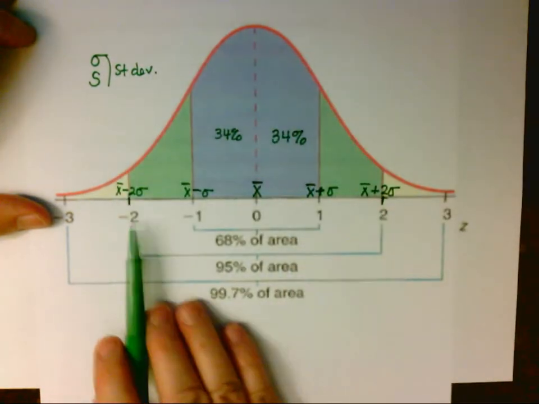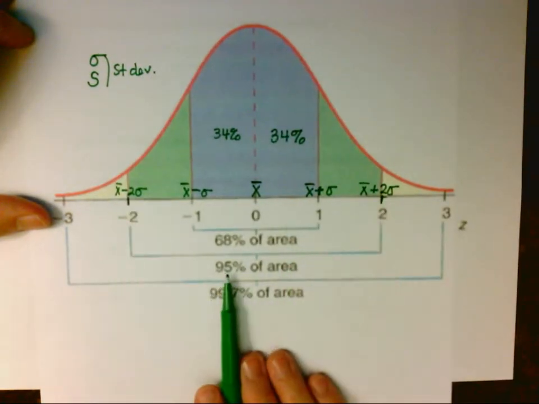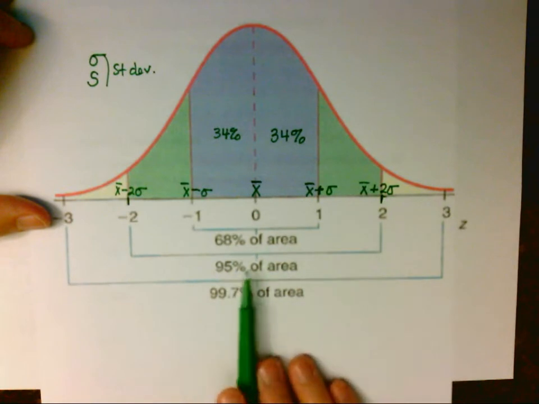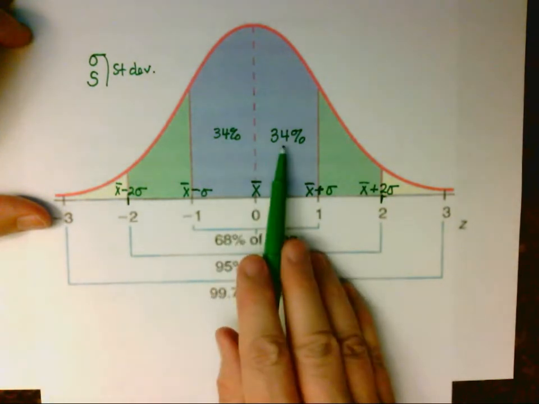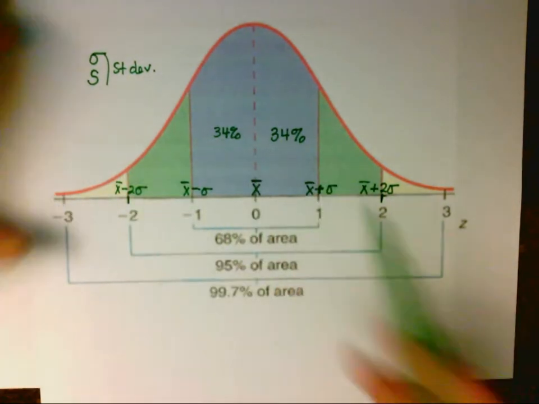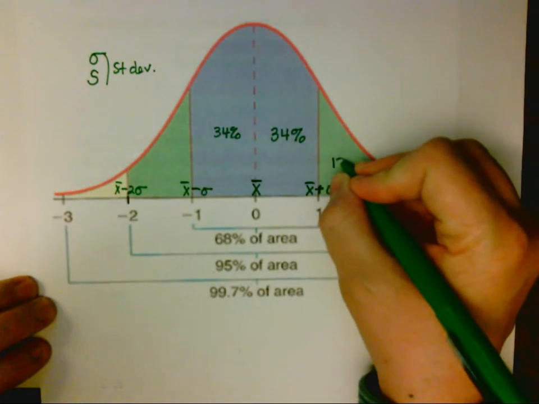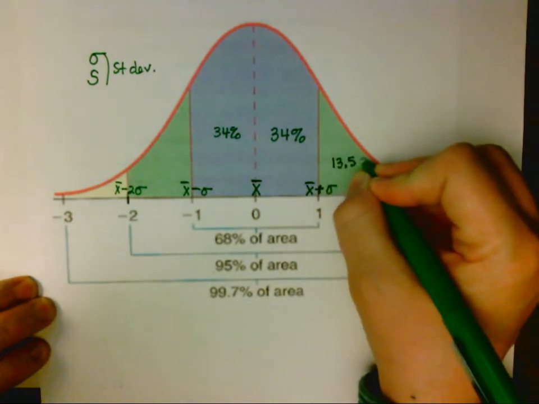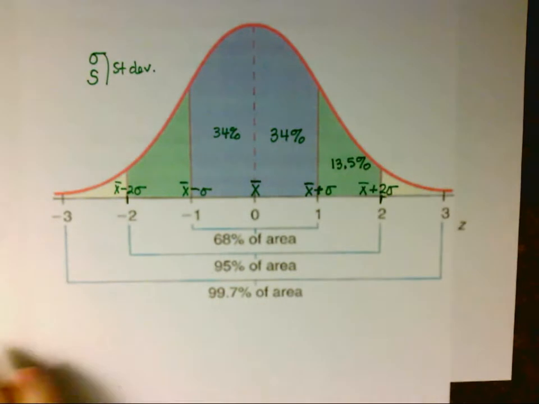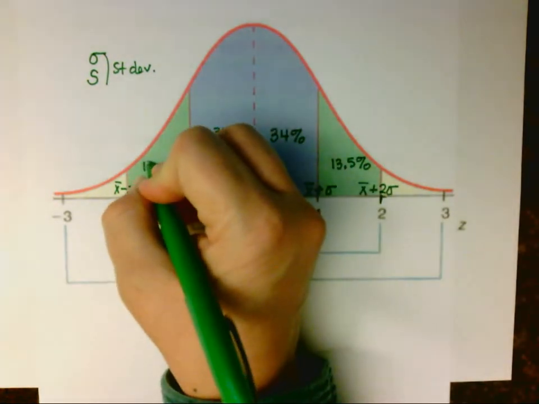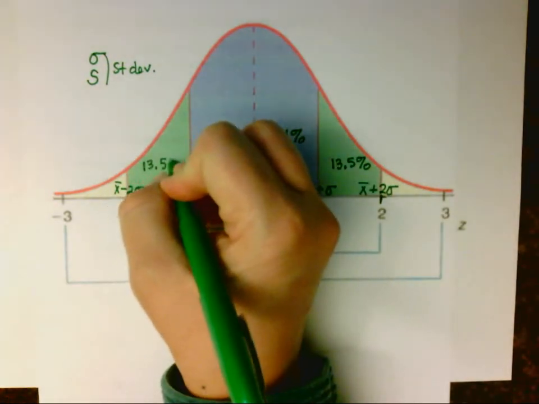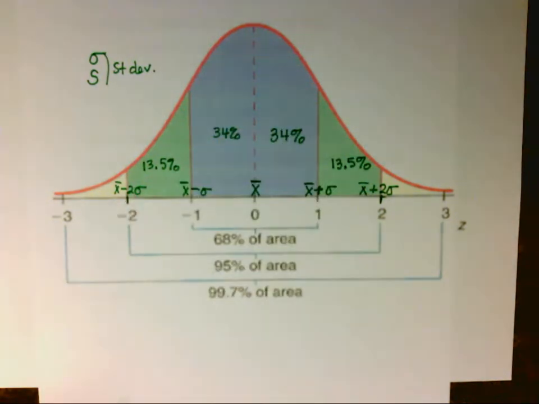Okay, so in this region we have 95%. So if you take 95% and you subtract this part in the middle and divide it by 2, you'll find out that this section here includes 13.5% of the population, as does this section right here, 13.5% of the population.